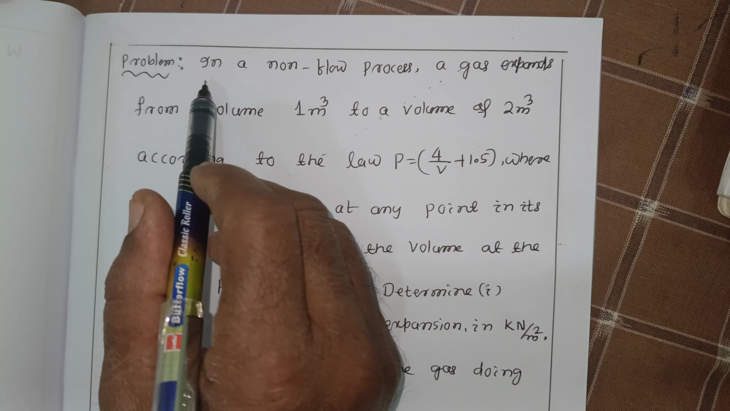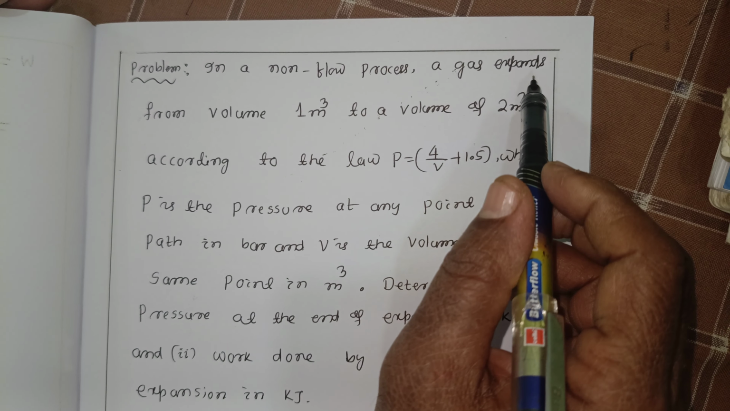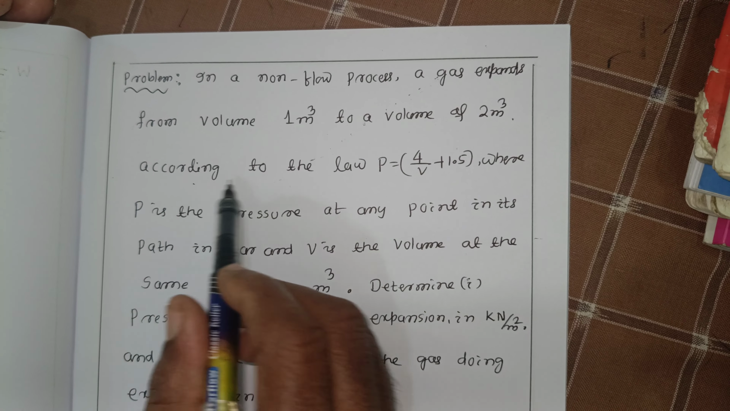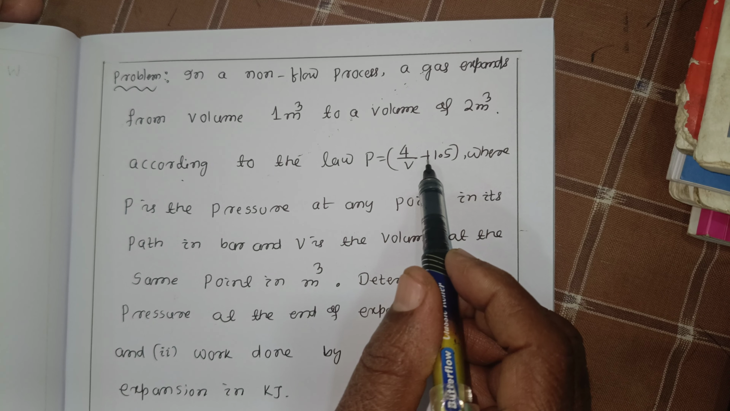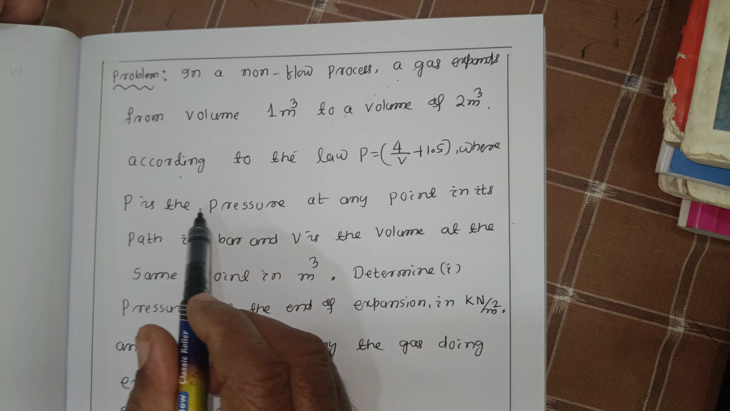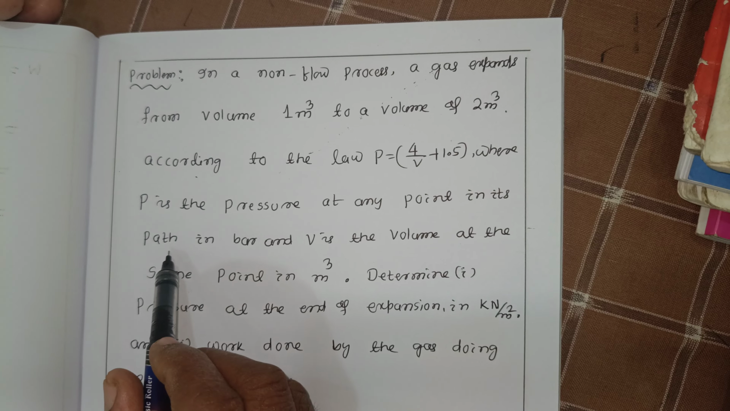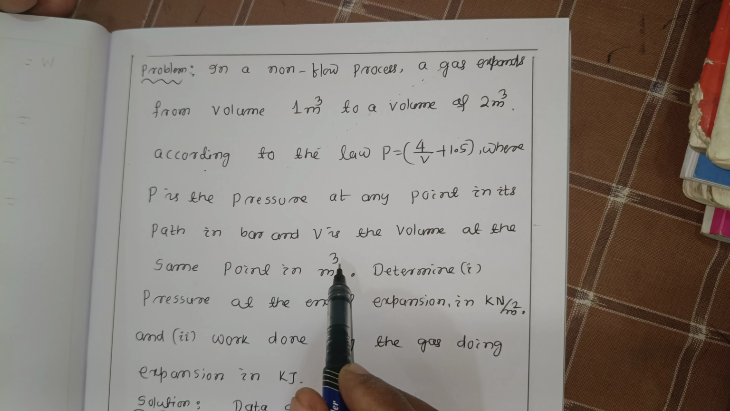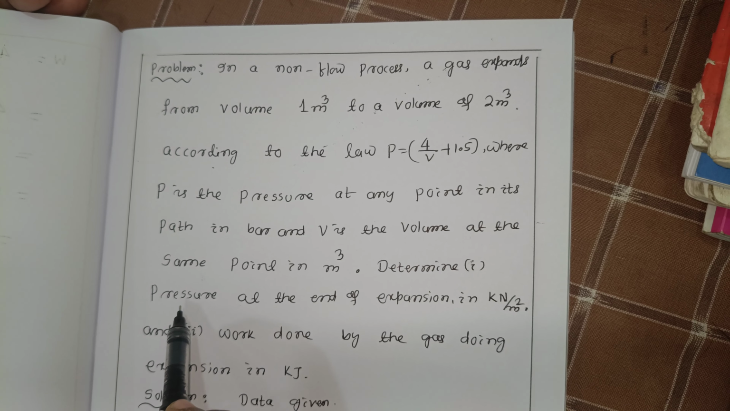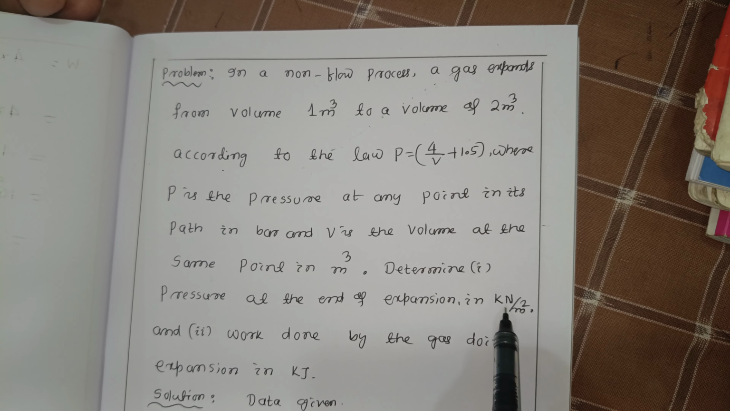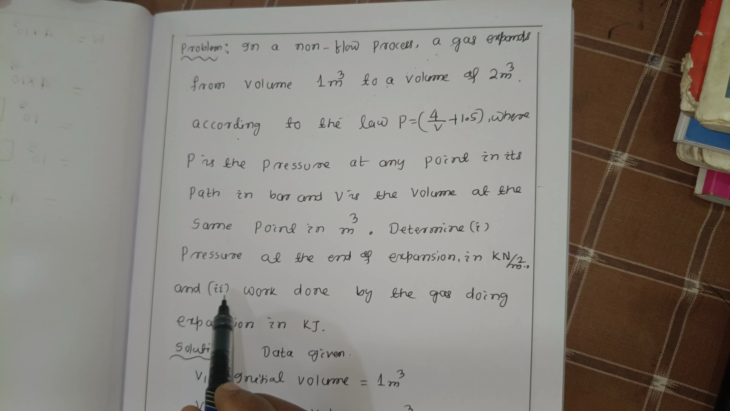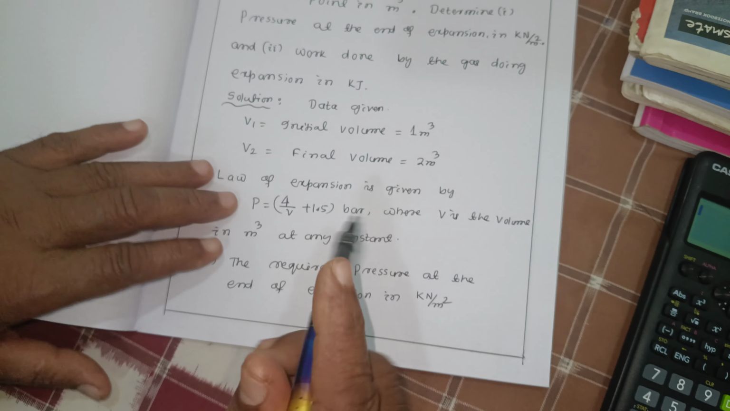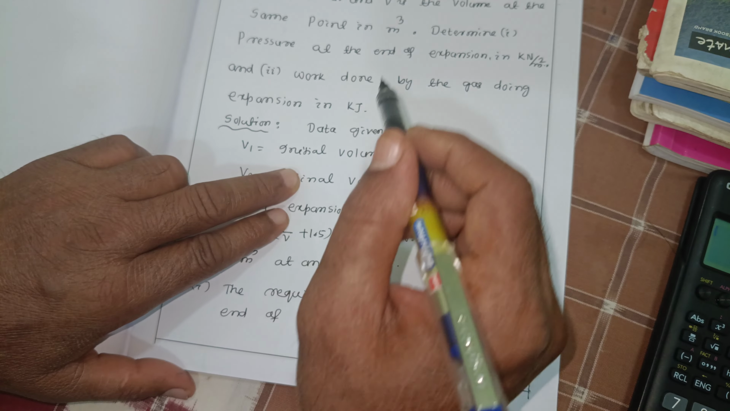Third question is, in a non-flow process, a gas expands from a volume of 1 meter cube to a volume of 2 meter cube according to the law P is equal to 4 by V plus 1.5, where P is the pressure at any point in its path in bar, and V is the volume at the same point in meter cube. Determine, one, the pressure at the end of expansion in kilonewton per meter square, and two, the work done by the gas during expansion in kilojoule. First of all, data given. V1, the initial volume, is equal to 1 meter cube.